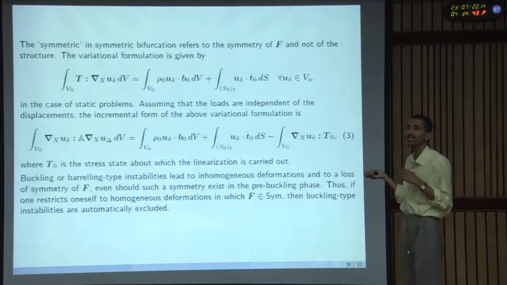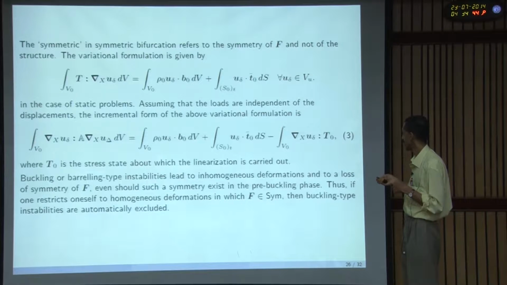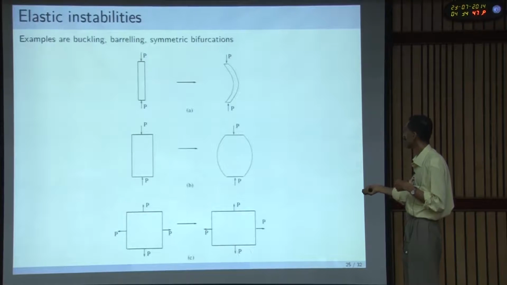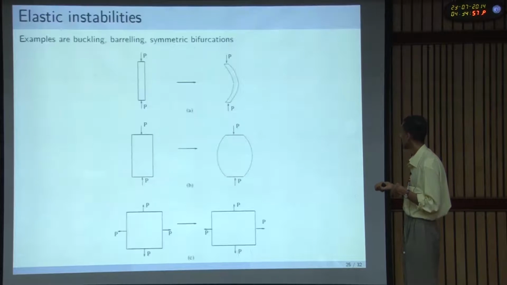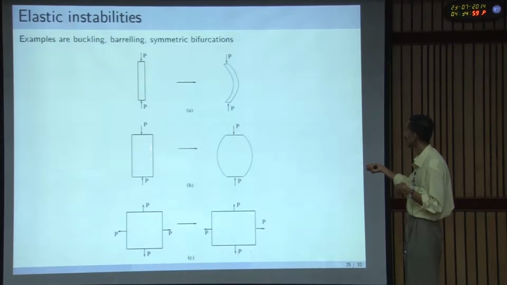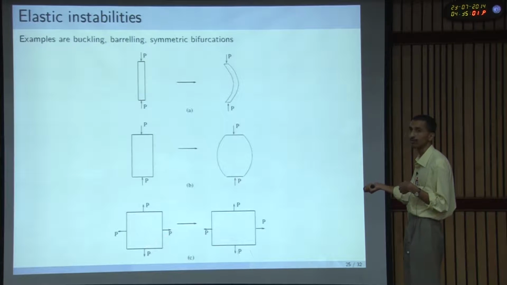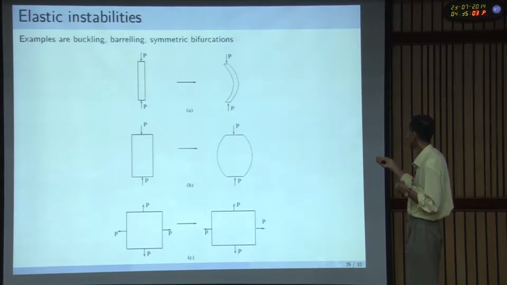So again, we want to give a general criterion for when this happens. What is the critical load at which this goes into this particular bifurcation? So I'm not dealing with this problem or this problem. I'm dealing only with this problem, and that is what we call a symmetric bifurcation.